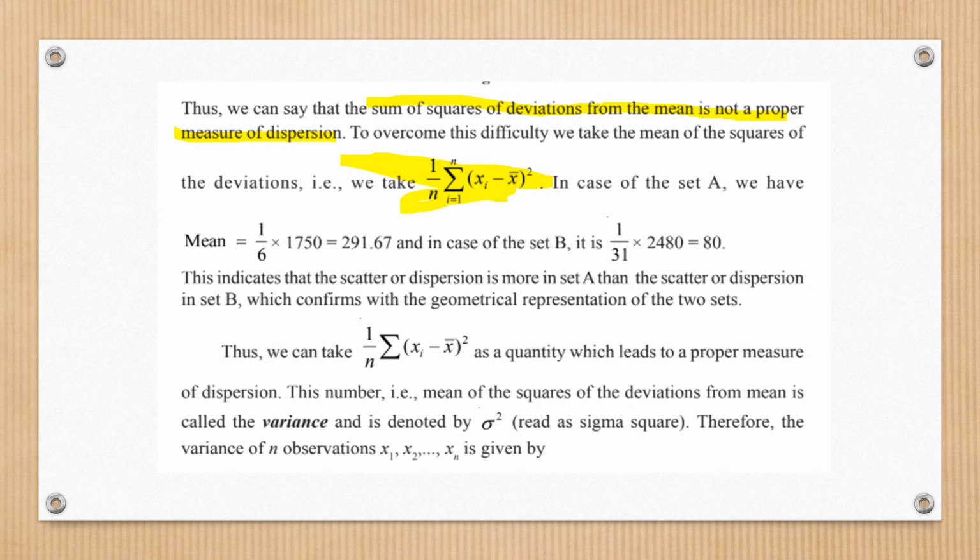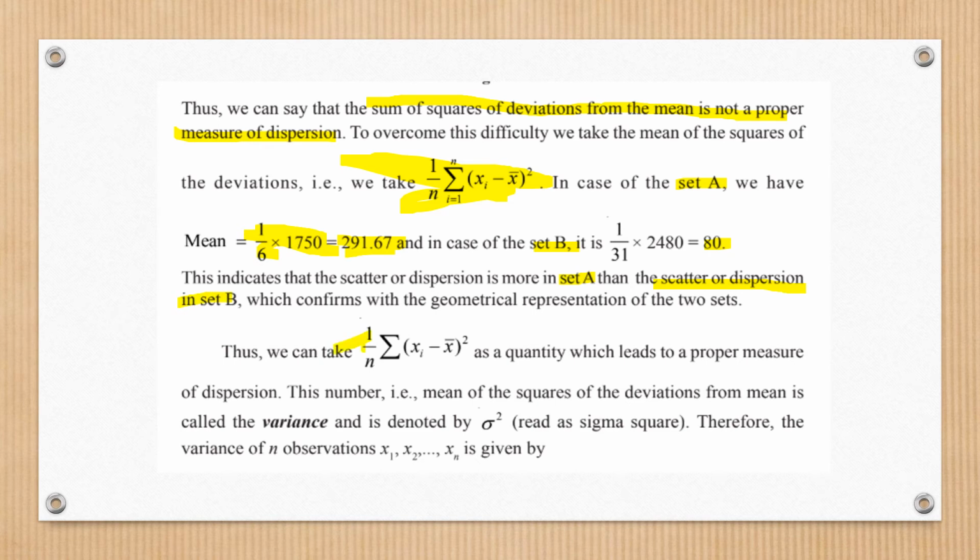In mean deviation we take mod of xi minus x bar, and here we take (xi minus x bar) whole square. Like in set A from the example we took, 1 upon 6 times 1750 will give you 291.67, and for set B it will give the value as 80. This indicates that scatter or dispersion is more in set A as compared to set B, which confirms with the geometrical representation of the two sets.